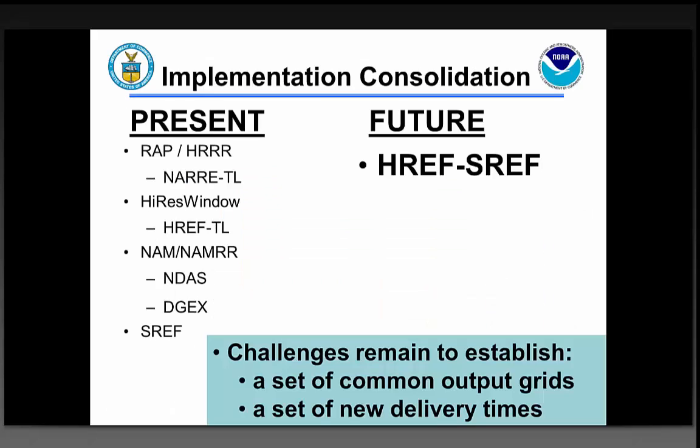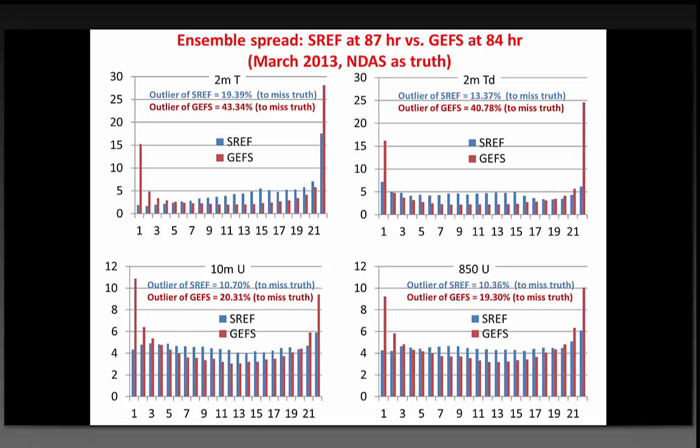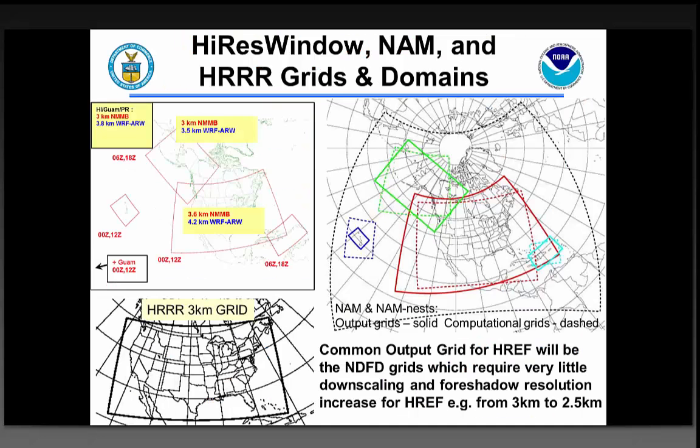So there are still issues. This will represent a consolidation instead of having four complicated implementations. We'll have one really complicated system. We still have issues with common output grids and delivery times. The grids, we hope, will consensus around the NDFD grids, which we need to produce anyway. That's a SHREF slide for Ricky and others that shows that the SHREF misses truth less frequently than the guests. So until we can get this to be roughly the same, it's going to be hard to turn the SHREF off. And I'm going to leave more time for questions at that point.